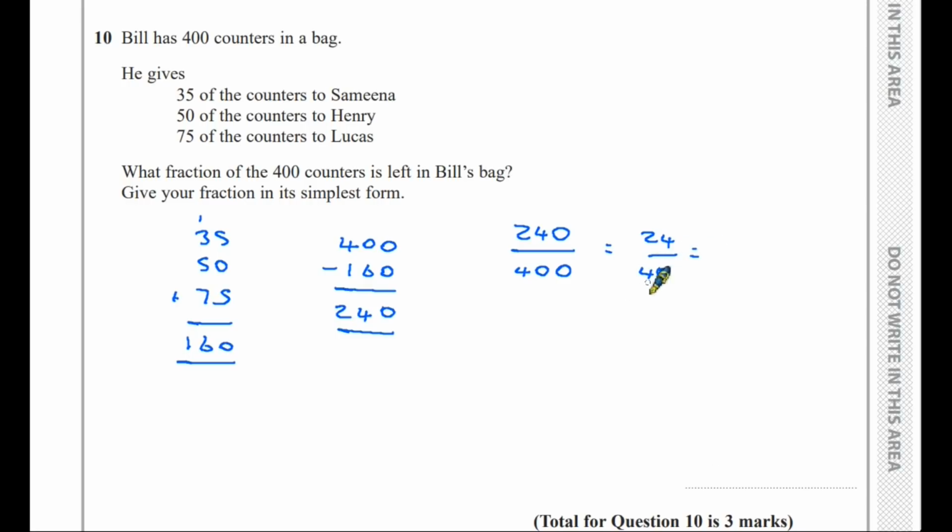If we look at these again, what can we divide them both by? Well, they will certainly both divide by 4. That would give us 6 over 10. And we can now divide by 2. So that will give us 3 over 5. And as simple as we can make it is 3/5.